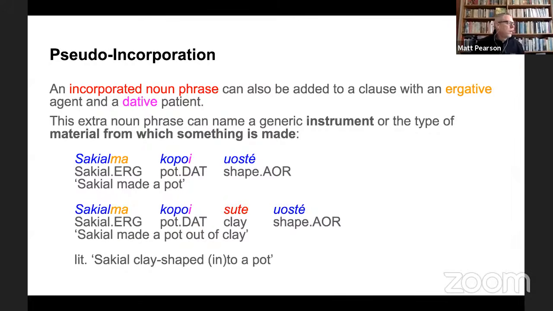In this example, the unmarked noun phrase names a type of material that's used. So Sakyalma makopoi woste is literally Sakyal made a pot, and pot is in the dative case because it's the patient here. It's the thing that is being created by the shaping event. I could add sute, clay, to this sentence to give Sakyalma makopoi sute woste, which is literally something like Sakyal clay shaped to a pot. And that's how you say Sakyal made a pot out of clay, or he shaped clay into a pot.